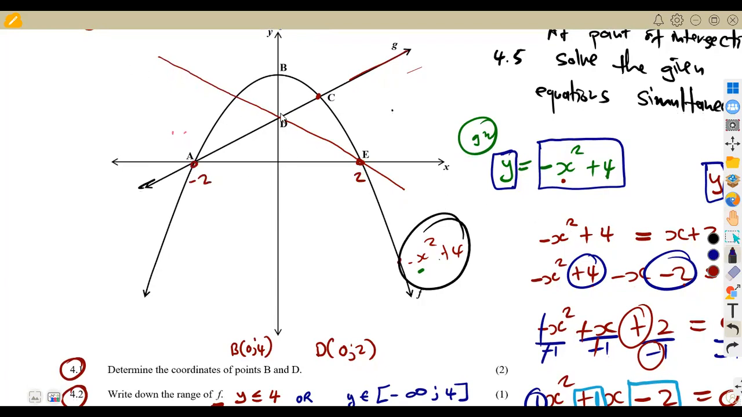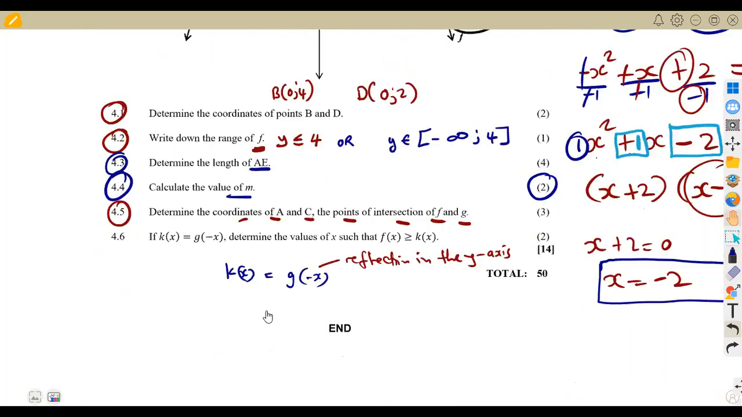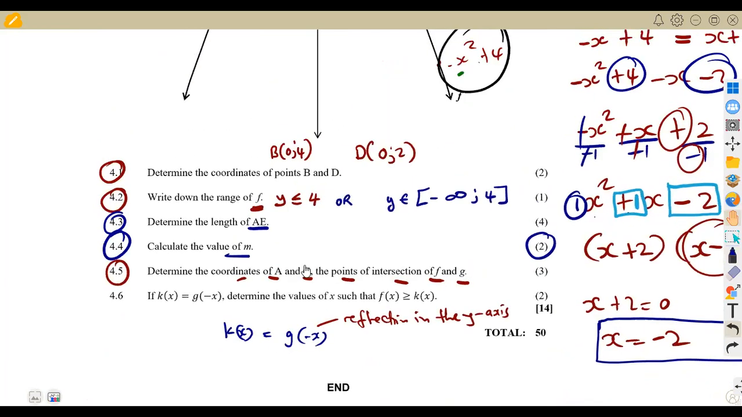Remember, the point at this one is not important. What is important are these ones. Also this one, it was crossing at what? At +1. On the other side, we are going to have this at what? At -1. This is a reflection in the what? In the y-axis. So we have reflected our graph of g(x). That is our k(x). So this is now our k(x), this line.